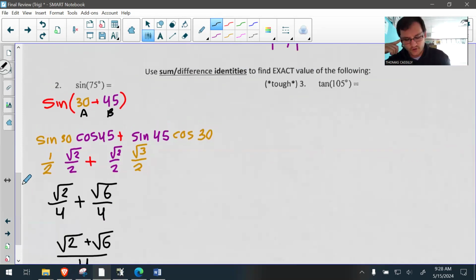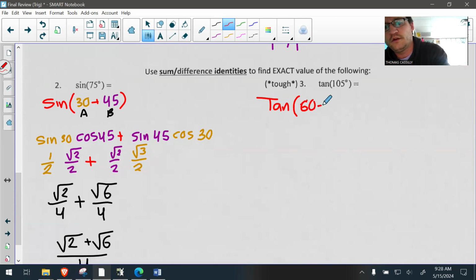Now the next one, the tangent of 105. They're saying this one's tough. So let's see what we can come up with here. Let's call this the tangent of, let's say, how about a 60-degree angle plus a 45-degree angle. All right, that'll get us what we need. All right, so I'm going to abandon the color coding.